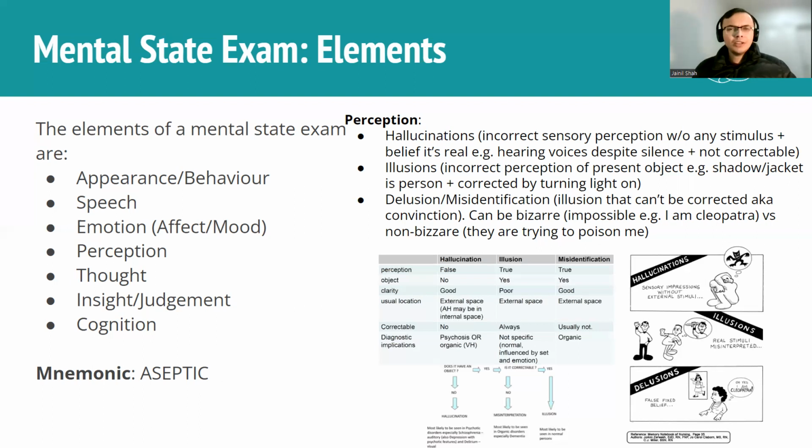That's an illusion because normally you can turn the light on, see the jacket, and then go back to sleep in peace, right? But it's an incorrect perception of a present object that is correctable, and therefore it's called an illusion. Same with a magic trick or a card trick, right?